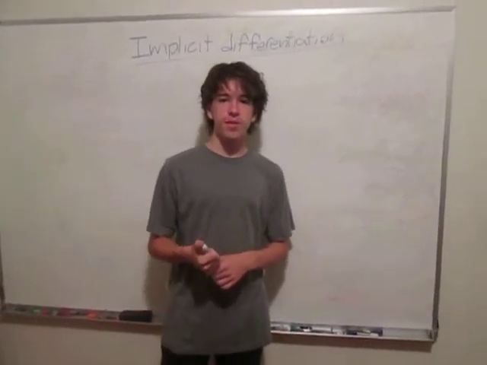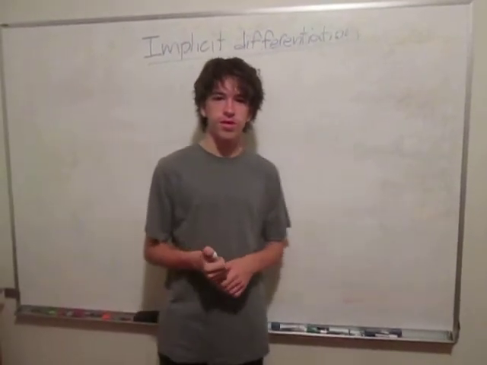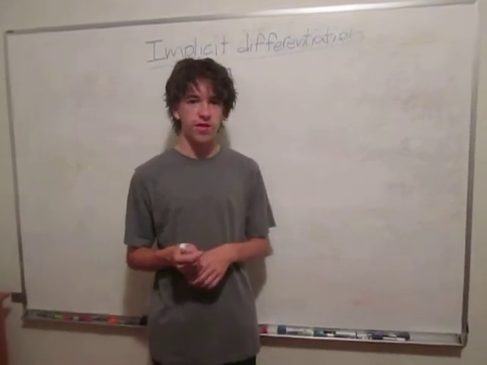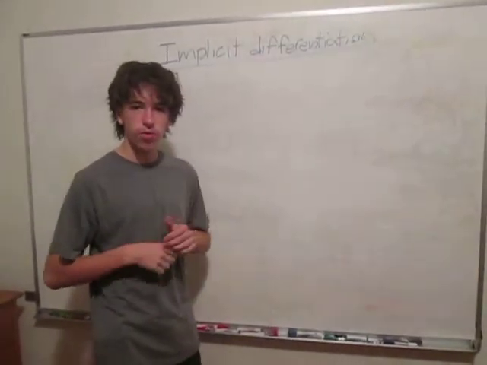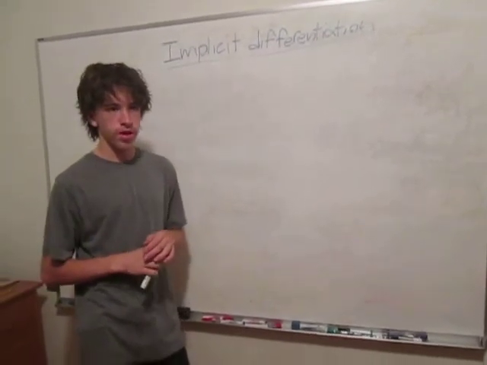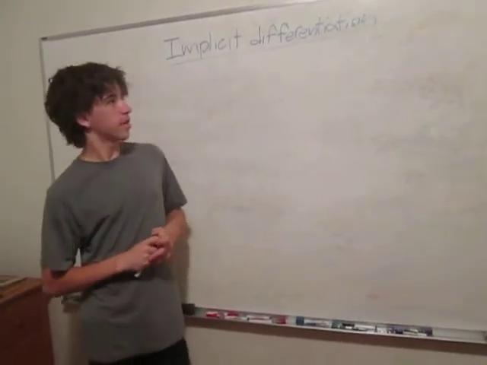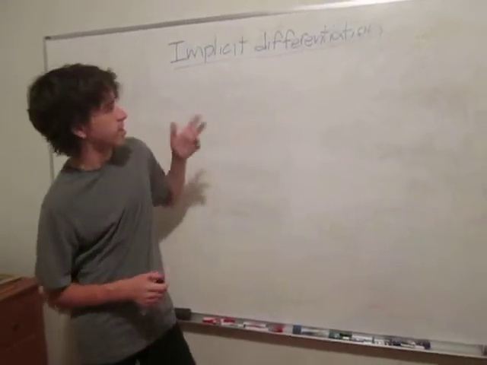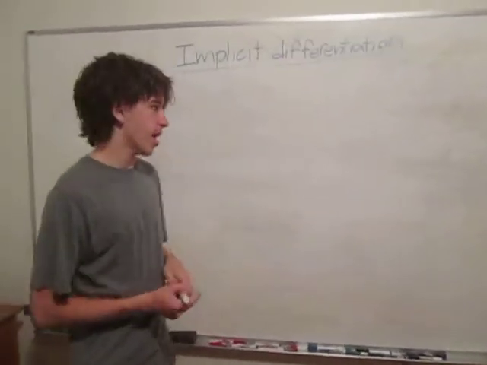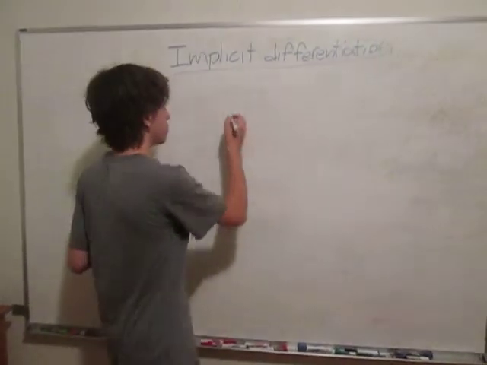Hello. So in the last couple of videos we've been talking about certain forms of finding derivatives, such as the power rule, the chain rule, the product rule, and the quotient rule. Now here's a new method that's a little bit different. It's called implicit differentiation. And let's look at a function.